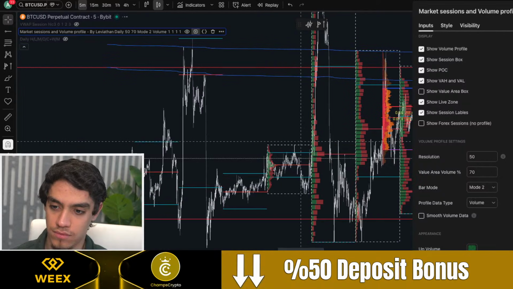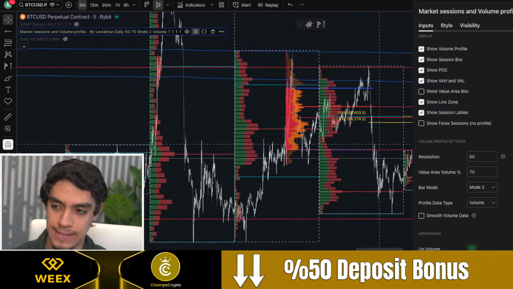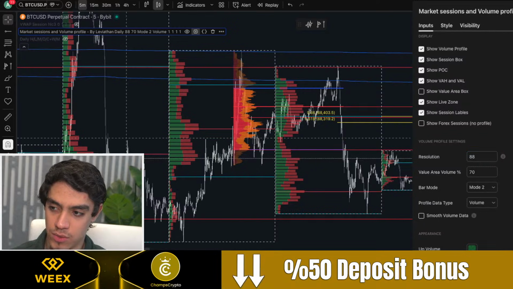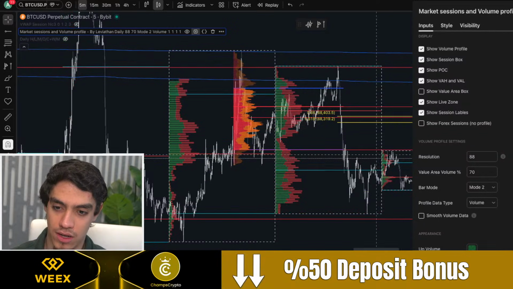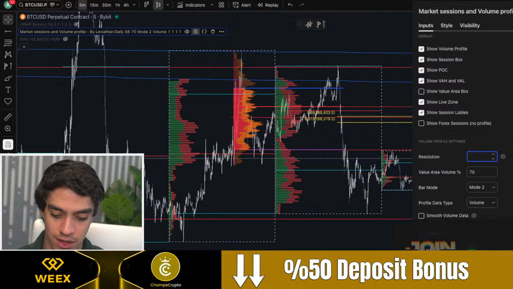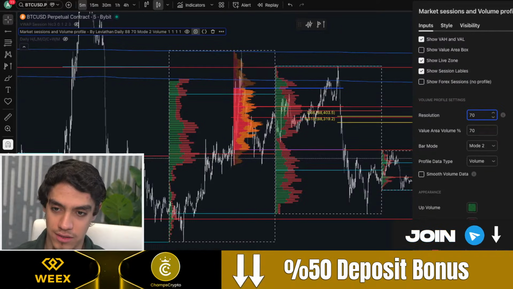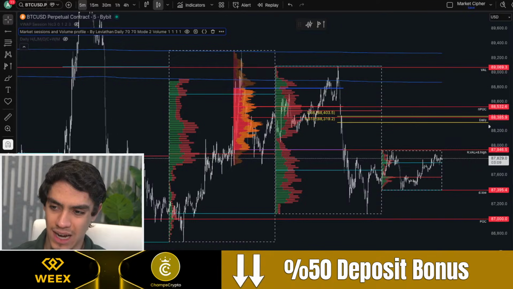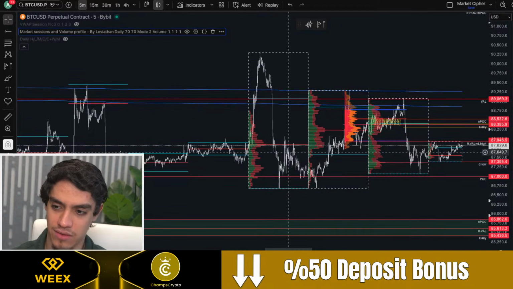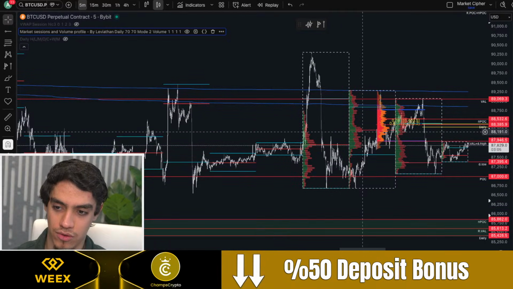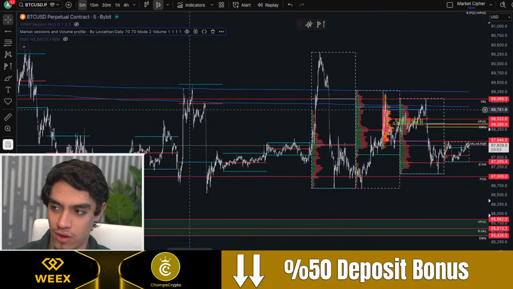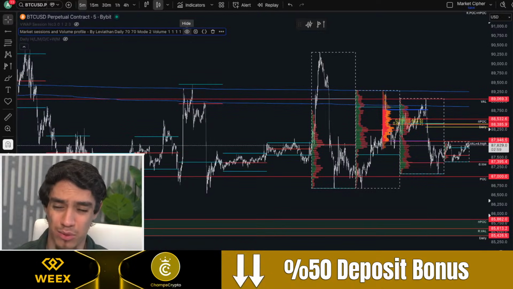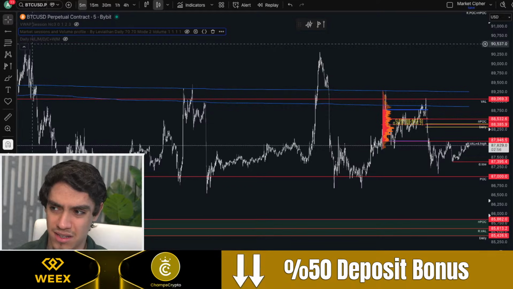Hmm. So it's about like, let's see, 88. Does this work? Yeah. So it literally takes out the strength of other days. I'll leave it as 50, 70. I like 70. I mean, it gives me 4 days of volume profile. That's good enough. I'm pretty sure there are better indicators to put the volume profile, but I couldn't care less. It doesn't matter, to be honest.